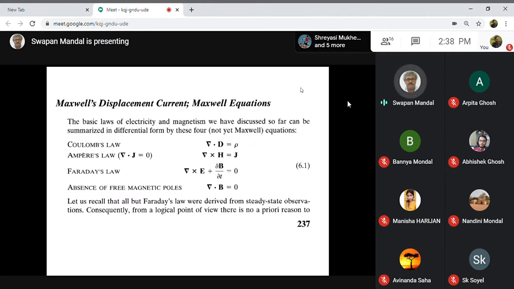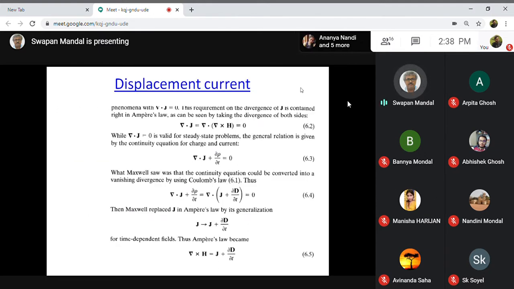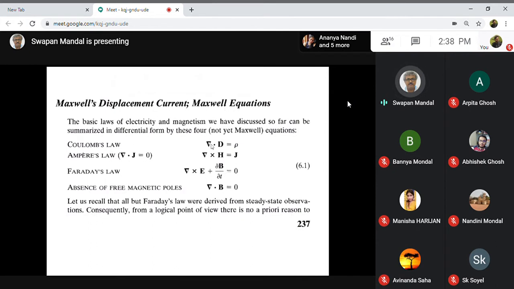So this is basically one of the basic laws of electrostatics, that is Coulomb's law, divergence of D equal to rho. So this we derived. Actually, this is the derived form of Coulomb's law. Basically, this is Gauss's law, you know. Divergence of D equal to rho. The second one is very interesting. Curl of H equal to J.